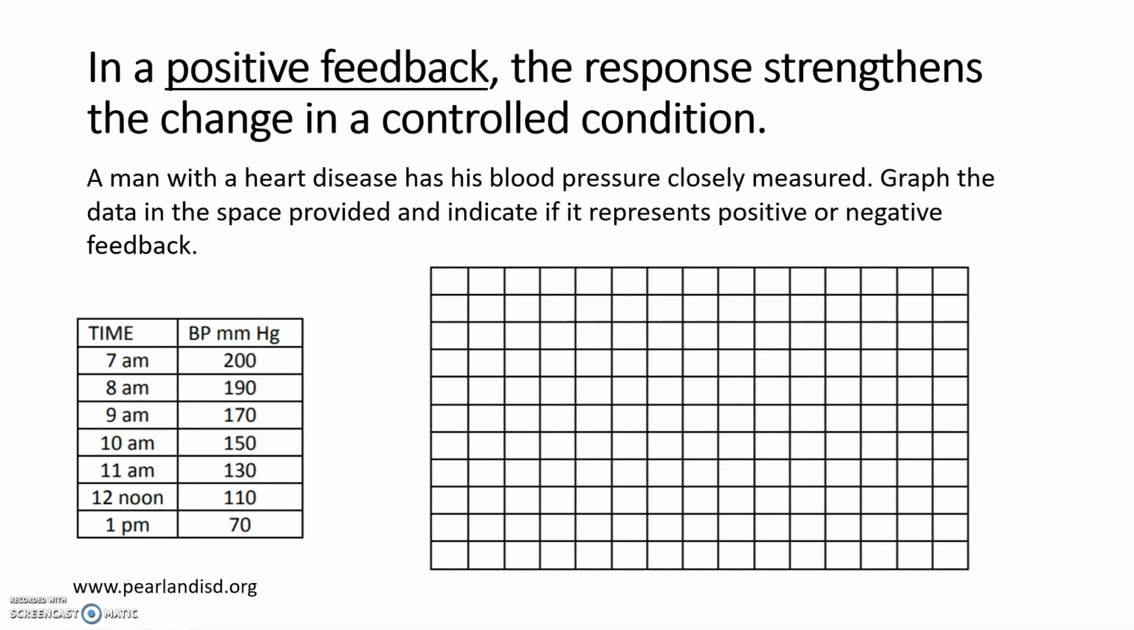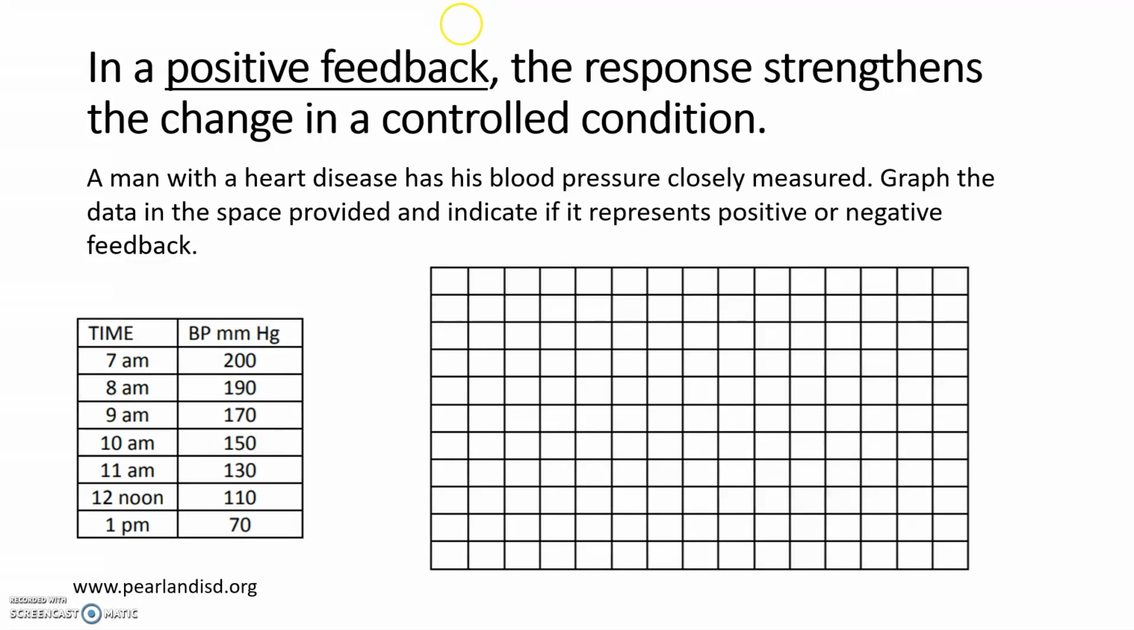Alright, moving on. So, a few moments ago I told you the definition for negative feedback, and it's the process through which homeostasis is maintained. But we also need to look at positive feedback because it is the complete opposite. And positive feedback is the response that strengthens the change in the controlled condition. So, to better understand what positive feedback is, we're going to look at an example.